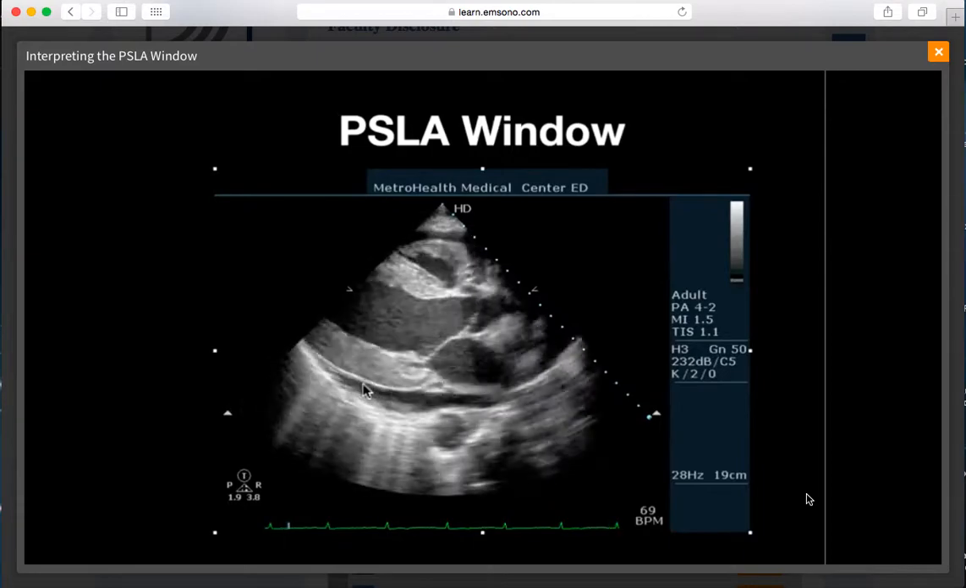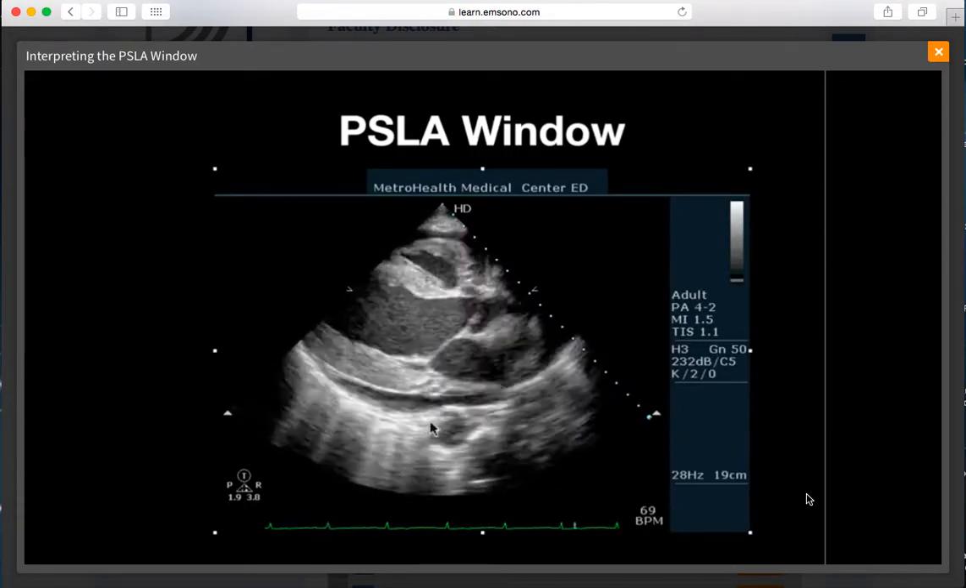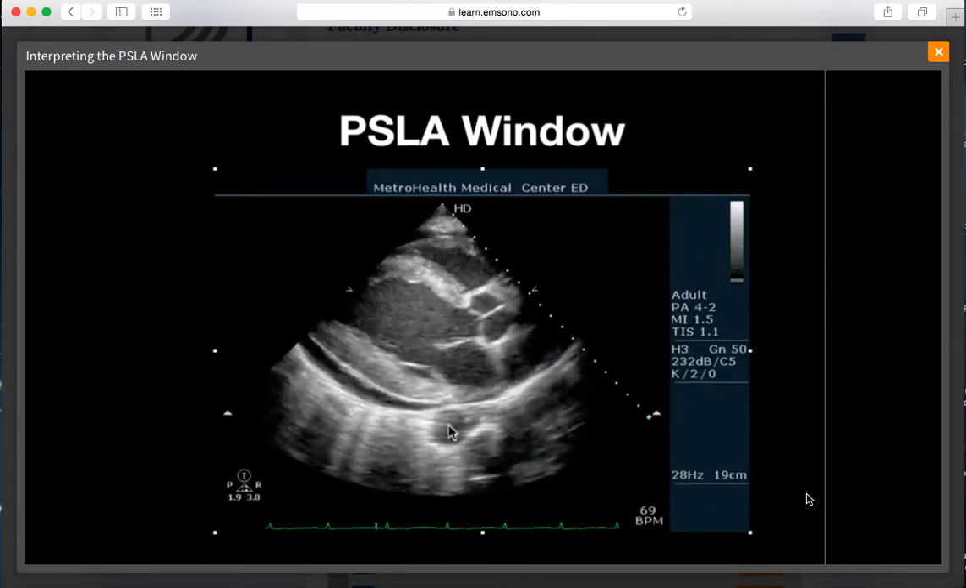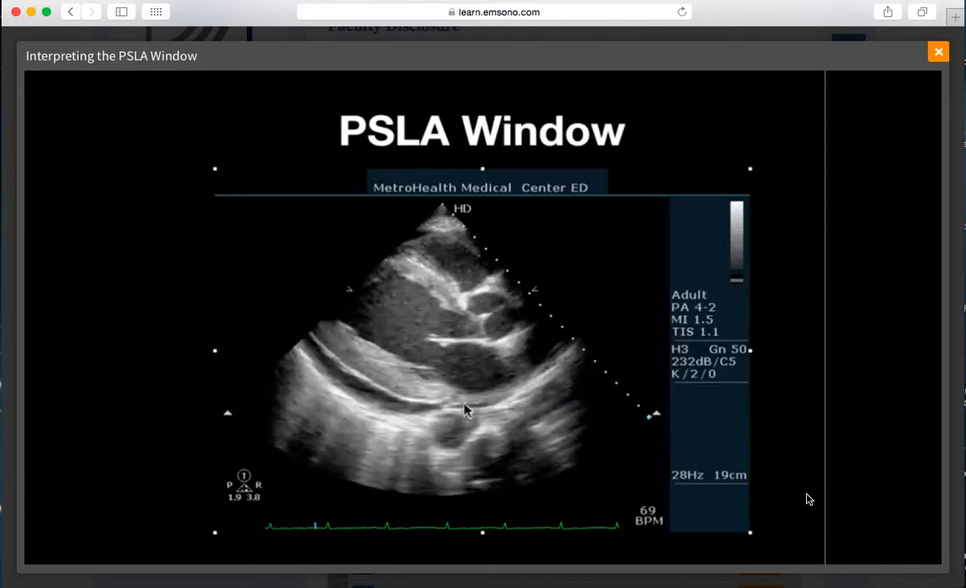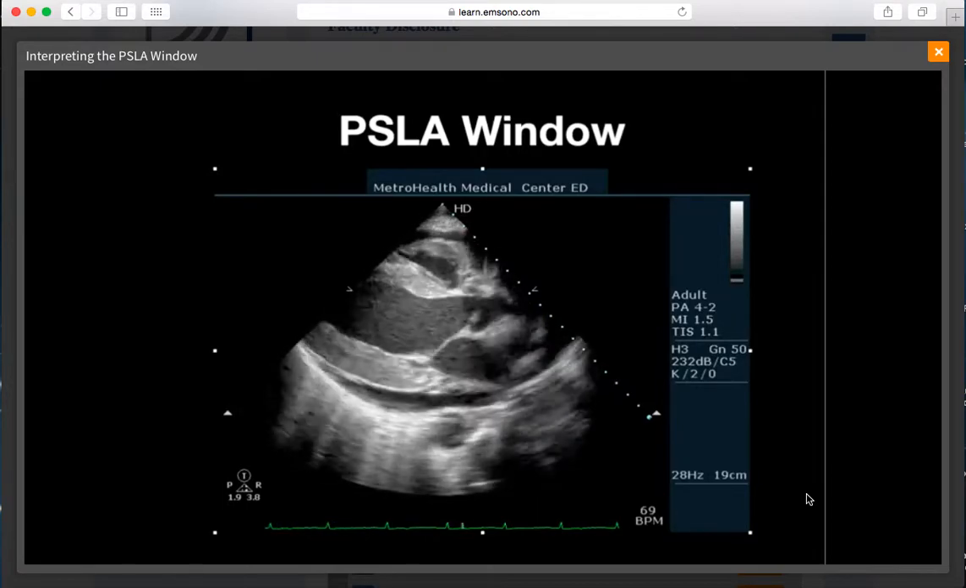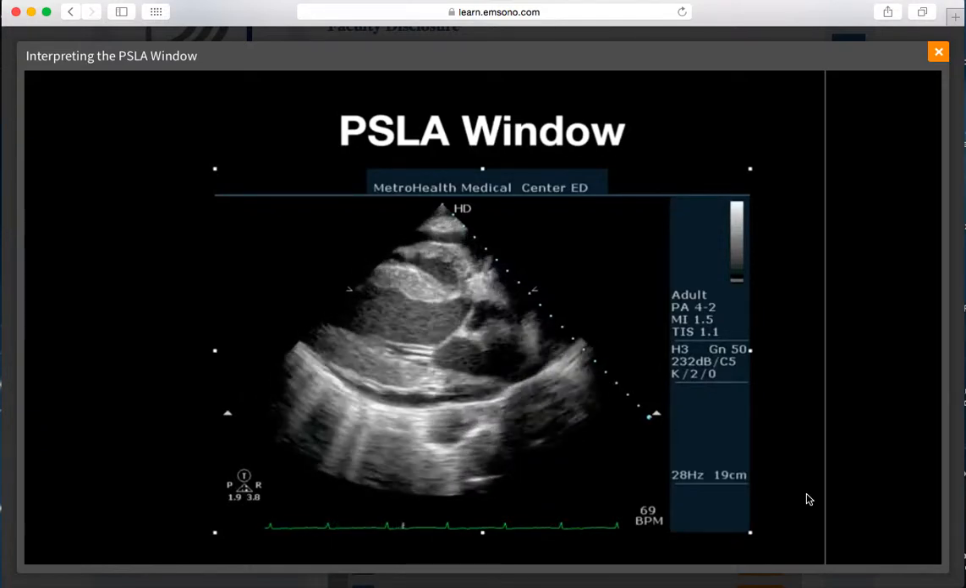But the big distinguishing point on the parasternal long axis window is to look at the descending aorta and to see, does the fluid go anterior to it towards the AV groove? That only happens with a pericardial effusion.